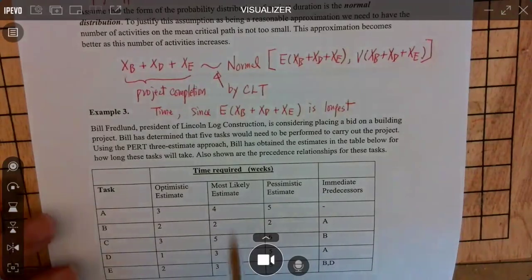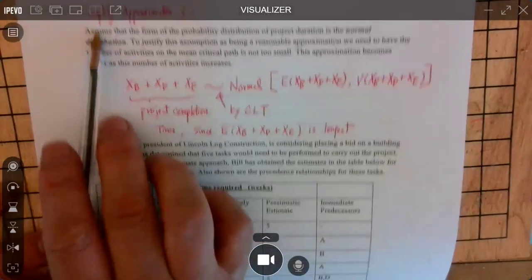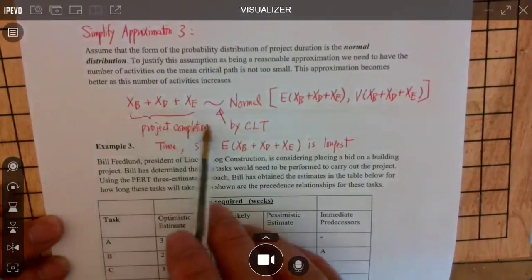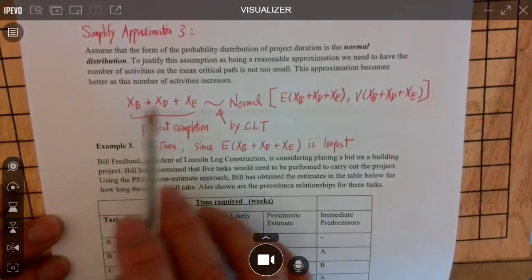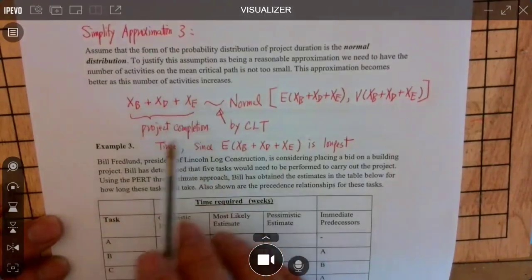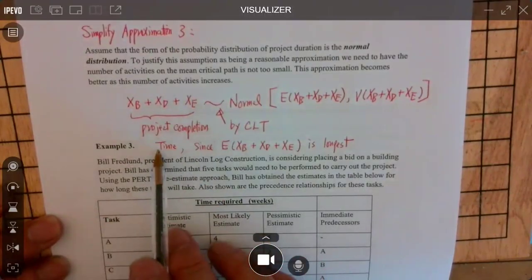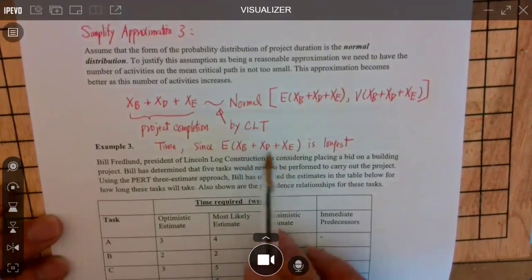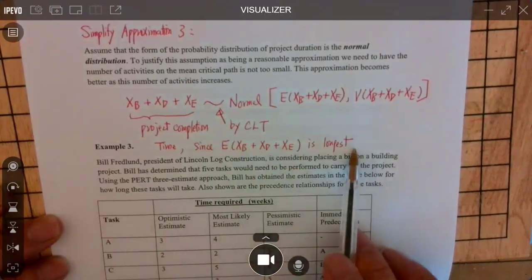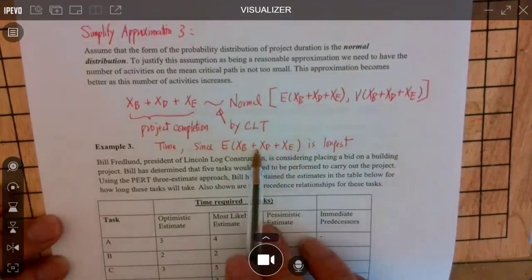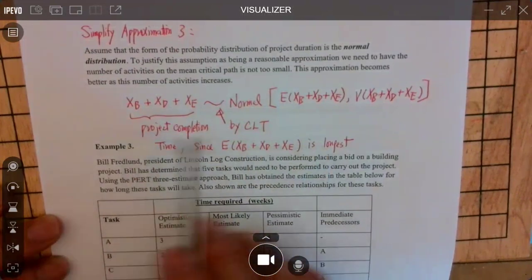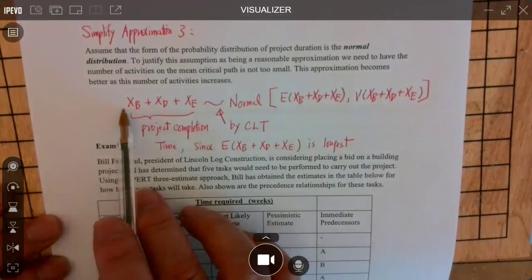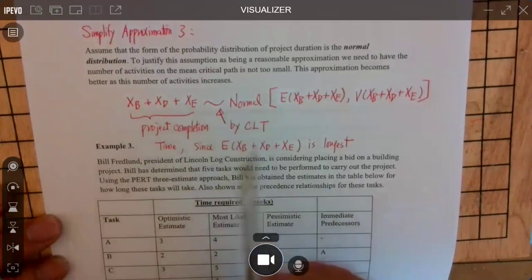Okay? Now, what assumption 3 says is the project completion time is XB plus XD plus XE. Why do you call this the project completion time? Because the expected duration of XB plus XD plus XE is the longest one, longer than any other path in the project network. So the project completion time is determined by the duration of XB plus XD plus XE.